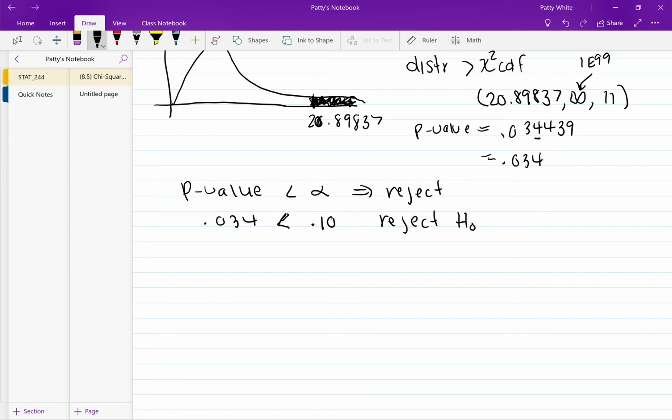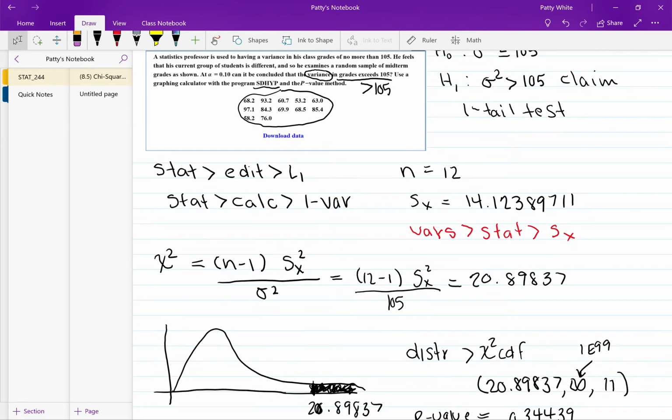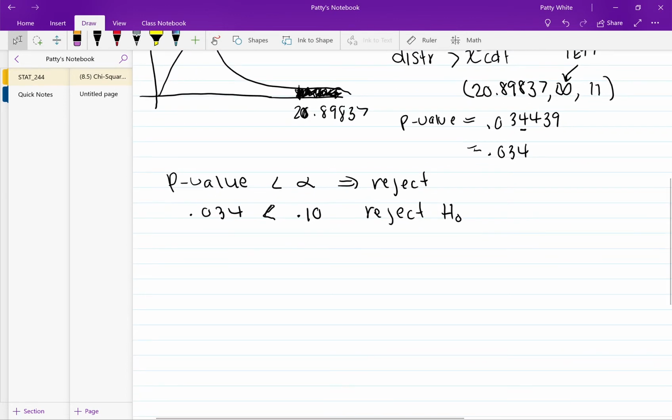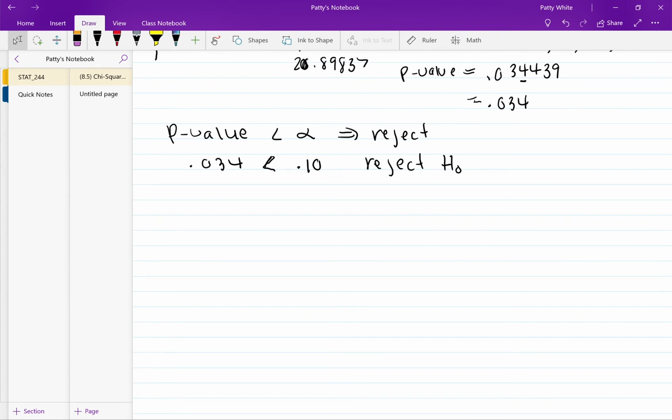Well, if we reject our null hypothesis, that means we have evidence to support our alternative. Our alternative hypothesis was that the variance is greater than 105. So we now have enough evidence at the alpha 0.1 level to support this claim. So the last step we have is a summary. And in Connect, you don't have to type in the whole thing, just a couple words, but on your midterm and your final, you will have to write out the entire sentence.